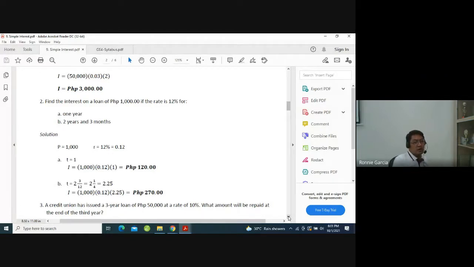A credit union has issued a 3-year loan. 50,000 pesos ang amount. The rate is 10%. What amount will be repaid at the end of the 3rd year? Pilay amount nga ibayad? So I'm still waiting for the answers of the others. 6:02 ang cut-off time nato. Pag maabot tag 6:03, then it will not be counted anymore. Be sure nga kabalo mo mo-explain sa inyong answer, especially kung kamo ang natawag nga tama ang answer, so that the point will be awarded to you. Pwede pa kay wala pa ang 6:03.